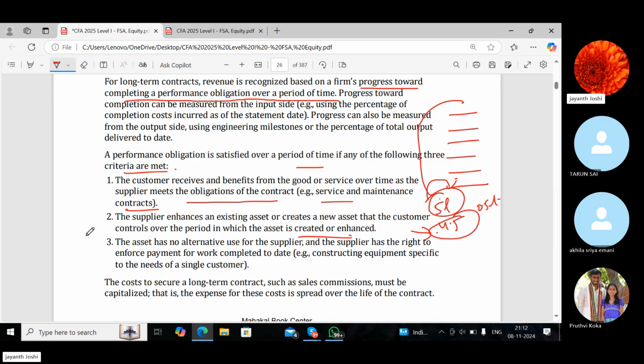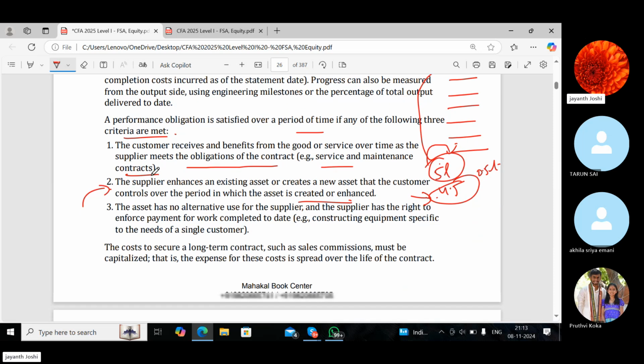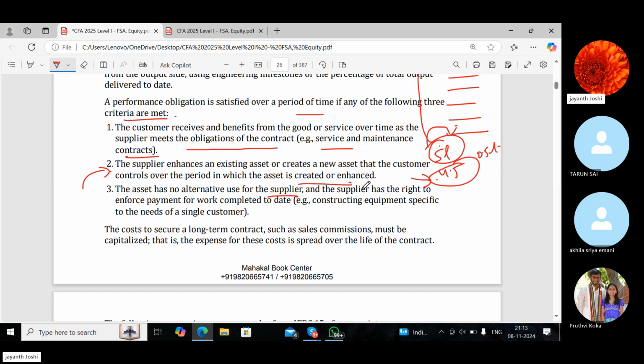That means you are building something for your customer and giving them either software or an apartment. You are a builder and you make apartments, and you may make and deliver an asset for them which enhances their asset. The asset has no alternative use for the supplier and the supplier has the right to payment, that means it's inventory for them which they are going to sell. An example is constructing equipment specific to the needs of a specific customer, that means custom made, that also is revenue for you.